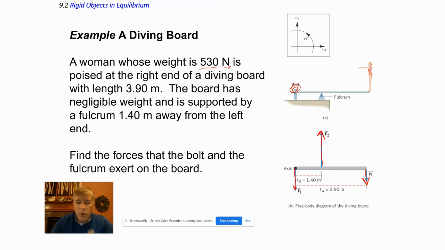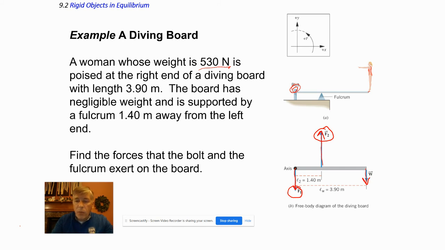And what we might want to know is what is the force of the bolt and what is the force of the fulcrum? And the way we go about that is we're going to try to make sure that all the forces are equal to zero and the sum of all the torques are equal to zero. I don't really have to worry about any horizontal forces because I don't have any horizontal forces.